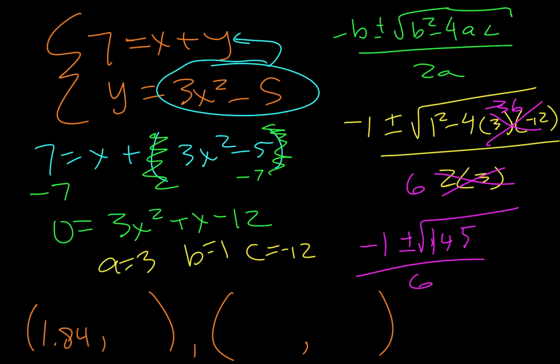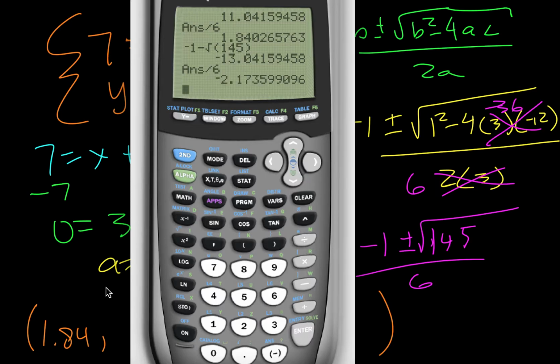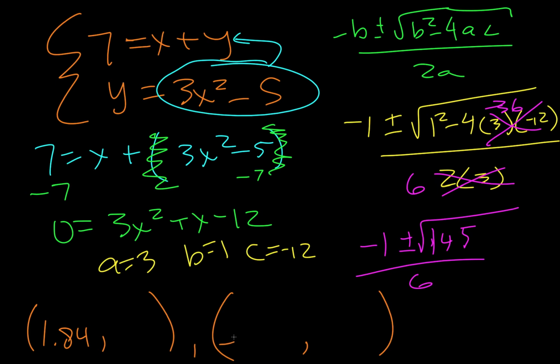And then we're going to go back and do -1 minus the square root of 145. And then we're going to divide that by 6. We get -2.17. Okay. And actually the issue I made, the reason why I had to break this into 2 parts, is I forgot to divide that one by 6. It didn't show up on the other video because I cut it off, but just letting you know.